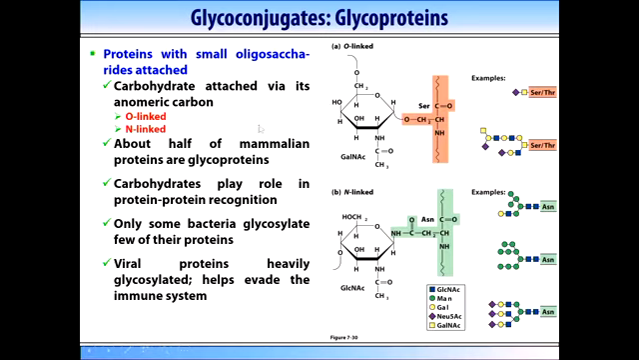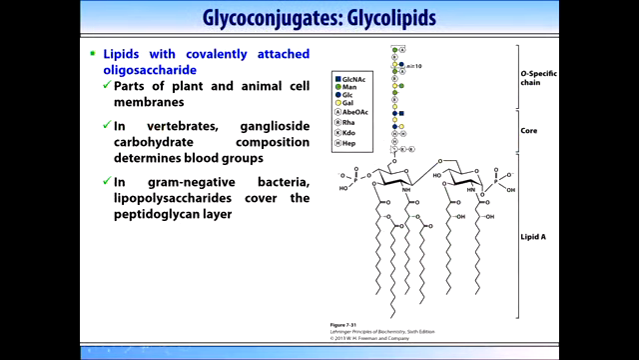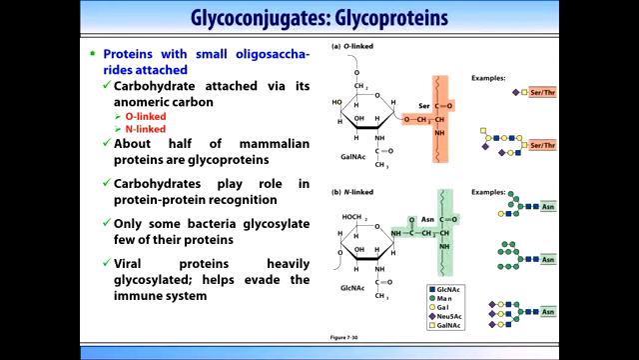There are a few more different glycoconjugates. There are glycoproteins and proteoglycans. The main difference between the two is the relative percentage of protein and attached sugars. Proteins with small oligosaccharides are called glycoproteins. These are proteins which are decorated with sugar molecules. In most cases, the sugars are O-linked or N-linked, attached through serine or asparagine side chains on the protein.